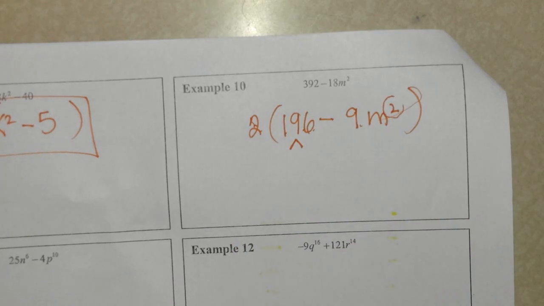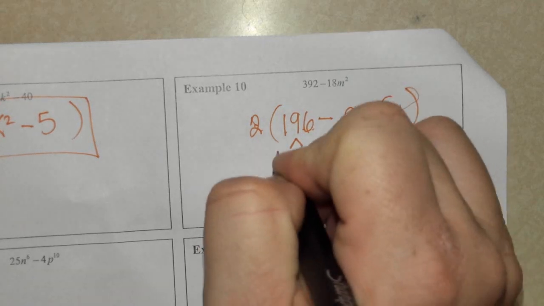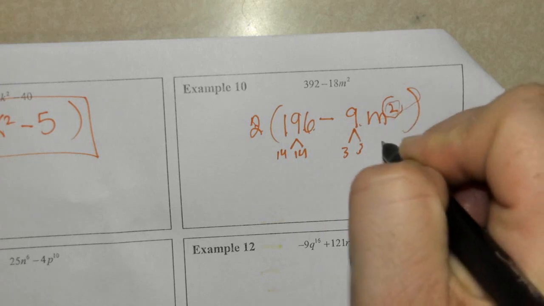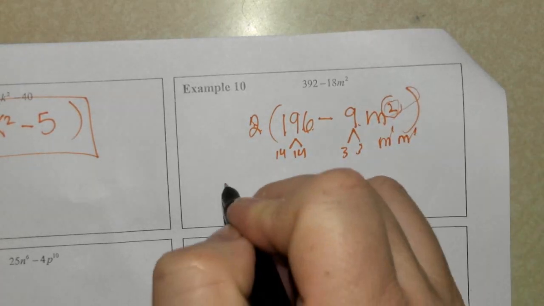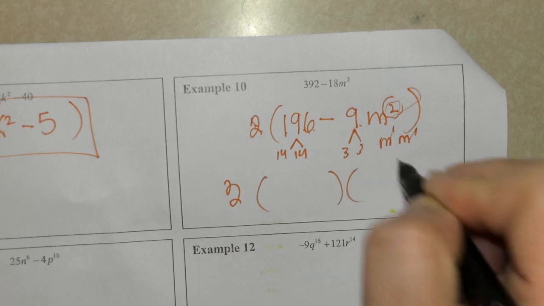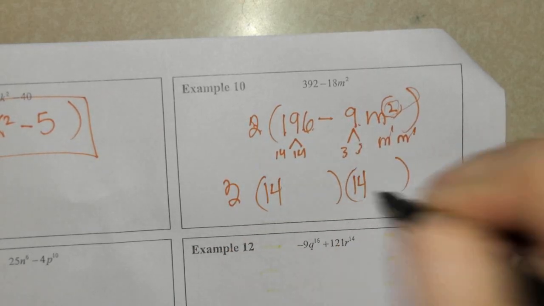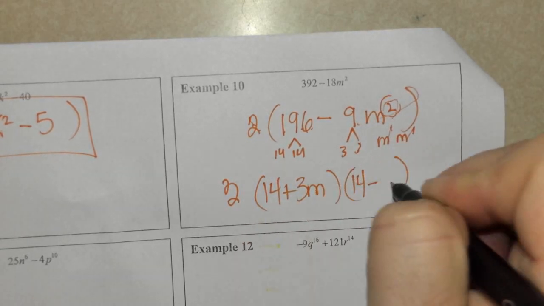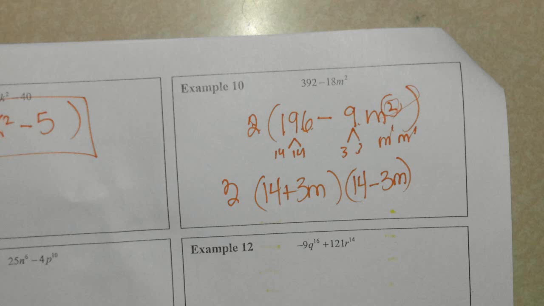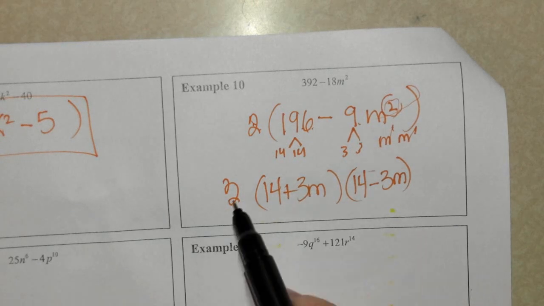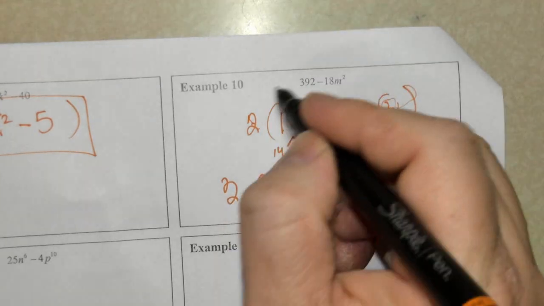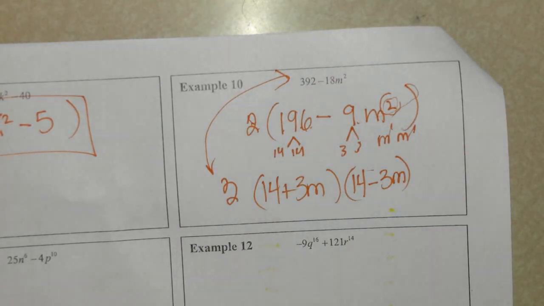Please look at the list. 196. What is the perfect square of 196? So it's 14 squared. So 14 times 14 is 196. 3 times 3 is 9. When I divide by 2, I get m to the first and m to the first. 14 comes from the front, it stays in the front. 1's positive and 1's negative. 3m to the first in the back of both. If you FOIL this out and multiply by 2 and combine like terms, you'd end up with the exact same expression. These are 2 different ways to write the exact same thing.